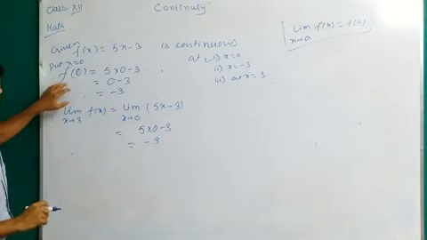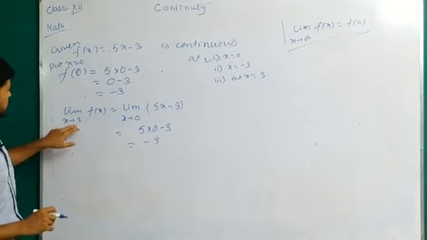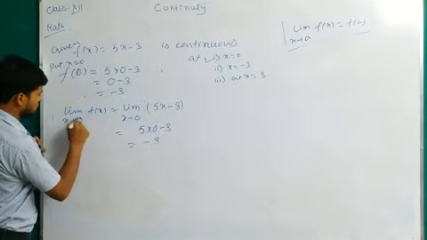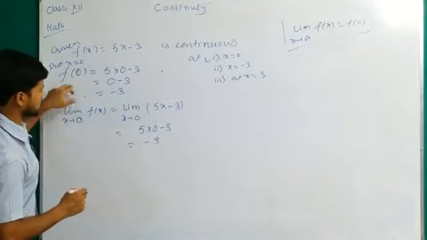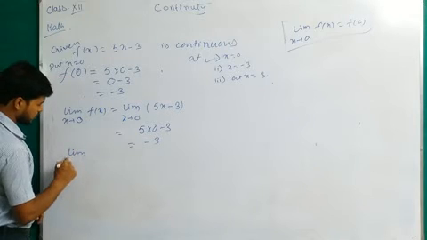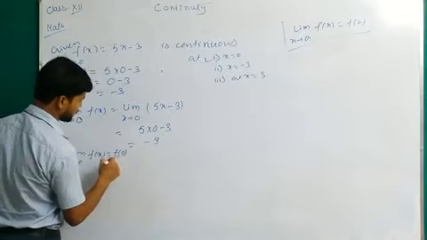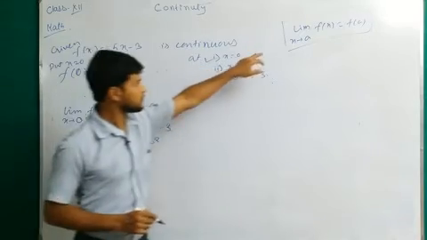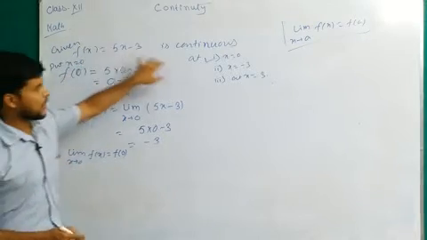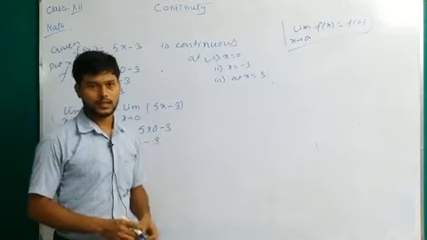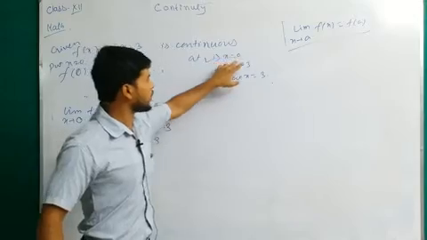So the value of the function at x equal to 0 is minus 3, and the limiting value of the function at x equal to 0 is also minus 3. Then from these two conditions we can say that limit x tends to 0, f of x is equal to f of 0. Means that condition is satisfied. So we can say that the function is continuous at x equal to 0. Okay, so this is the procedure or technique to prove whether the function is continuous at a point or not.